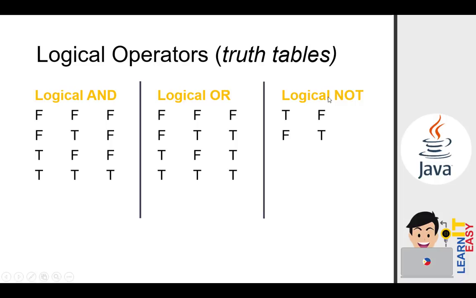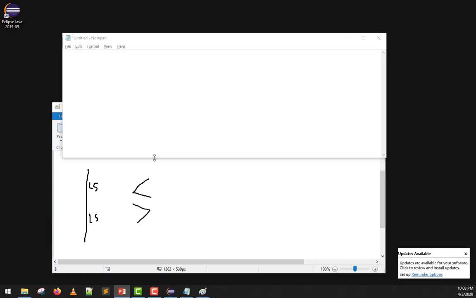Okay? So, logical NOT. Sa logical NOT naman, sabi nga sa inyo, it's just an inverter. Kapag nag-input ka ng true, ang magiging output niya is false. Binabaliktad lang niya. Pag in-input naman false, ang magiging output niya true. Pwede natin itong subukan bago tayo tumuloy.